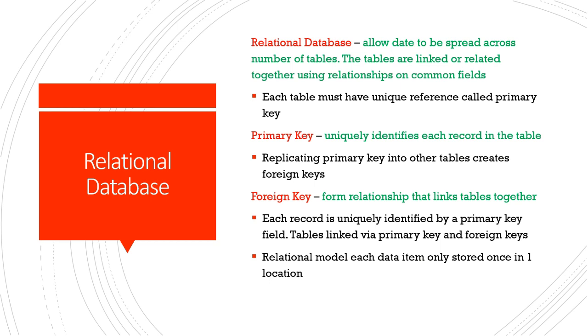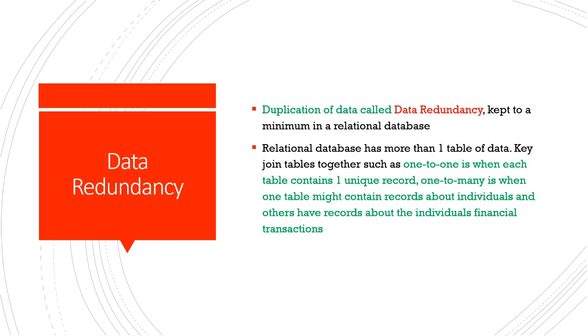And therefore each record is uniquely identified by a primary key field, and tables will be linked by a primary and foreign key. A relational model will have each data item only stored in one location, and that will be the table. So let's go on to talk a little bit about data redundancy. The duplication of data is called data redundancy, and this is kept to a minimum in a relational database.